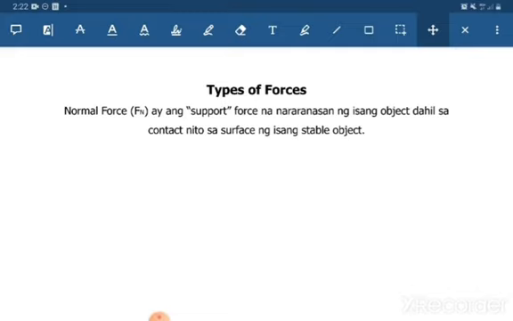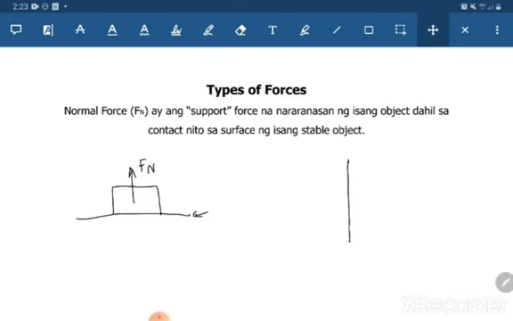Okay, the next type of force is the normal force or quote-unquote support force. Maranasan to ng object kapag siya ay nakapatong dun sa isang surface, no? Kanina, tulad ng sabi natin, yung box na to, it is experiencing an upward force due to its contact with the surface, with this surface or with this floor, for example. So, meron siyang upward na normal force.